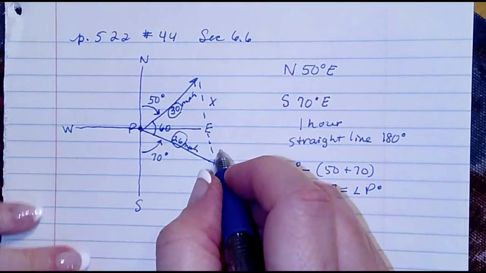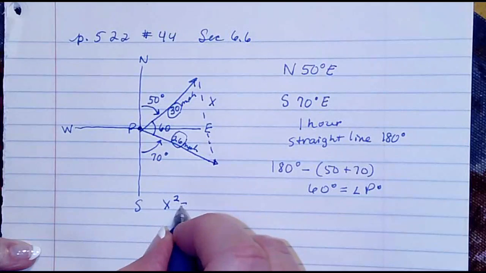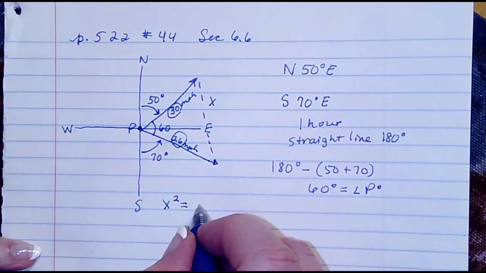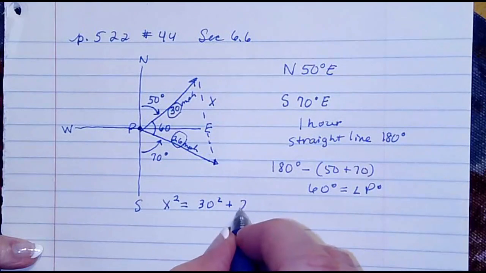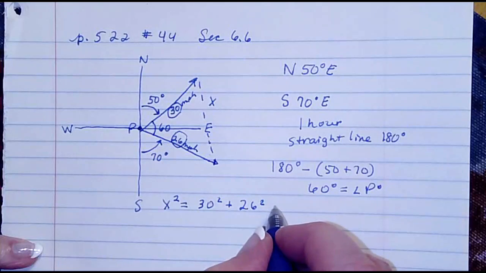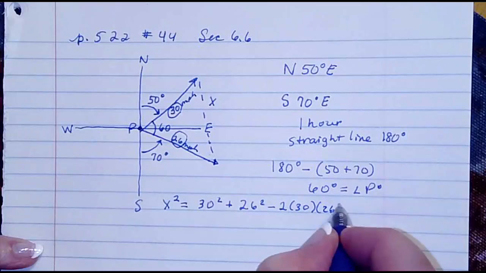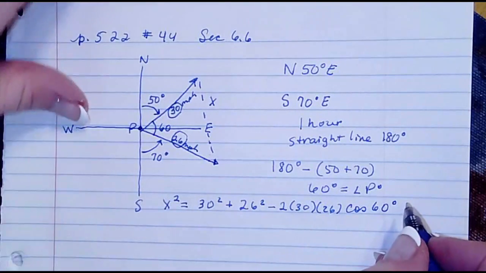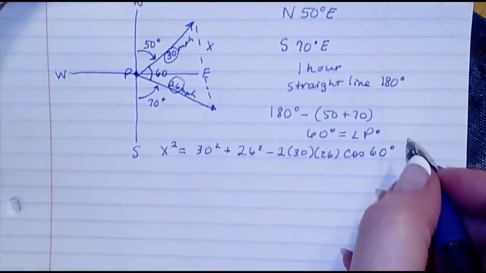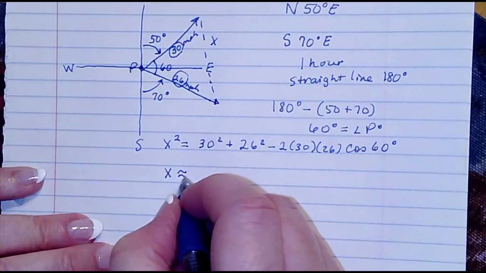So now we can find x easily by using law of cosines. So we have x squared equals, and again, it doesn't matter whether we say 30 or 26 first, because they were just talking about the sides. So 30 squared plus 26 squared minus 2 times 30 times 26 times cosine of our angle, which is 60. So now you're going to put that in your calculator and make sure you take the square root because we're looking for x.